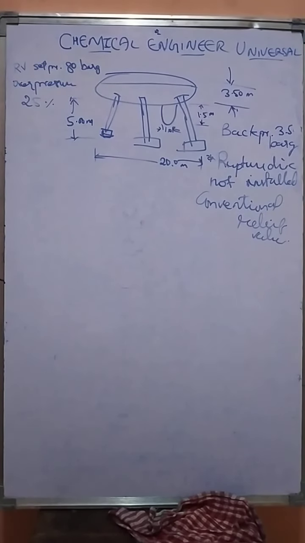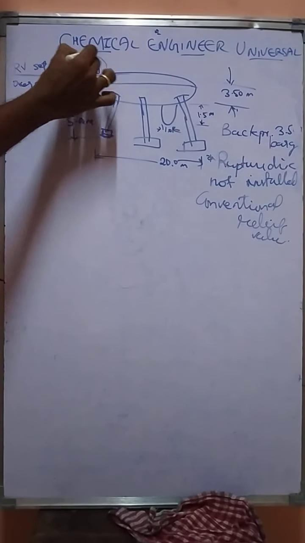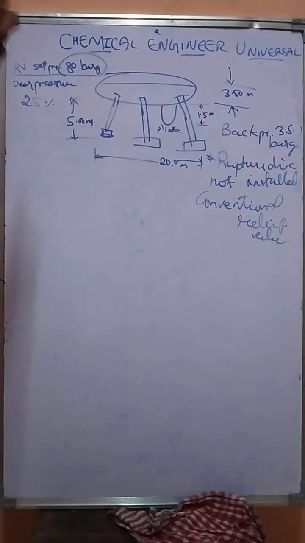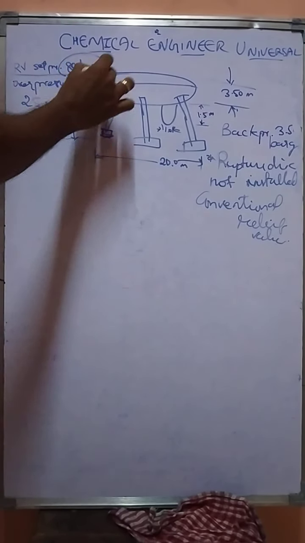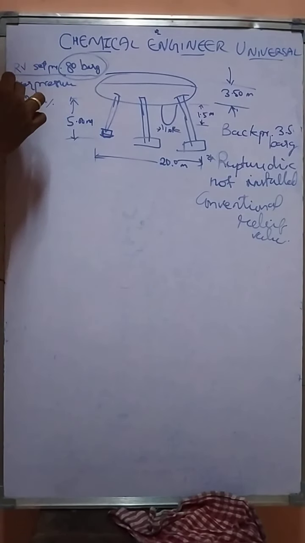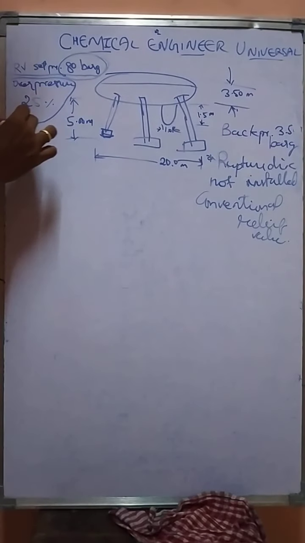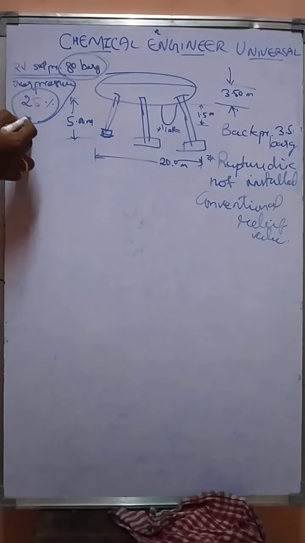So this is the data, and these are some of the considerations given by the client. The RV set pressure is about 80 bar G. This is the set pressure for the PSV, whether it has a rupture disk or is returning back. And the maximum overpressure that can be handled is 25%.